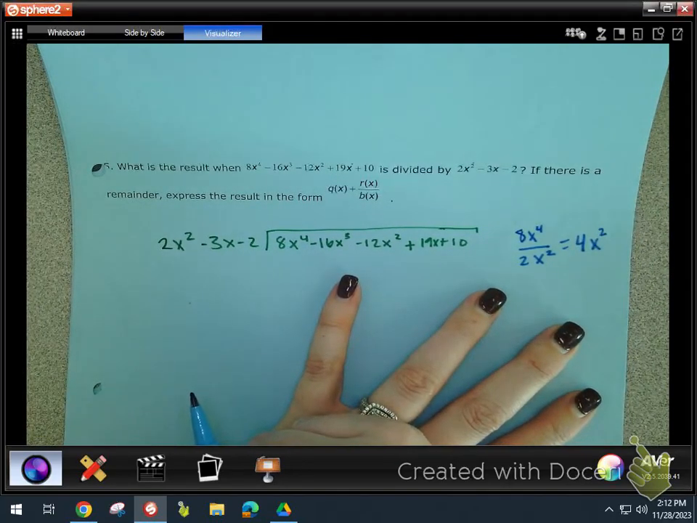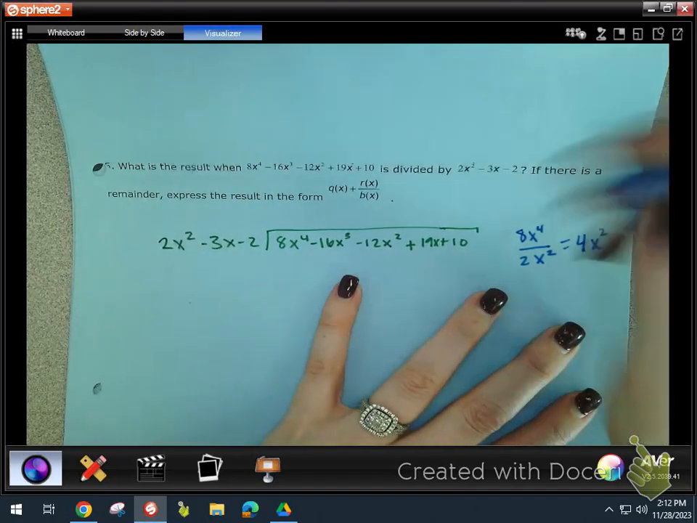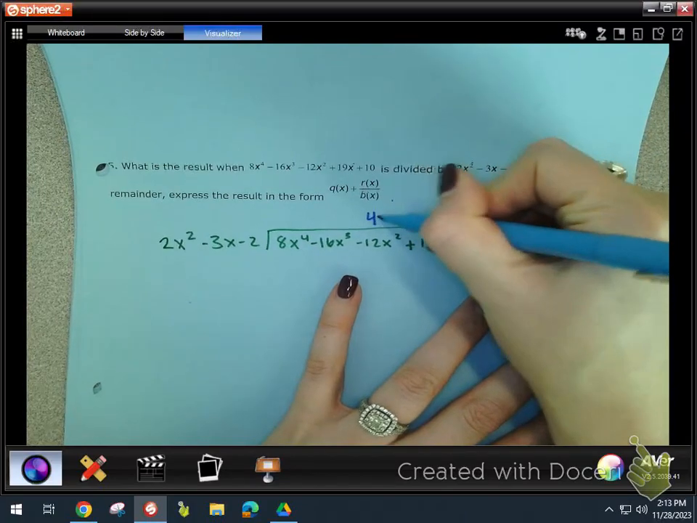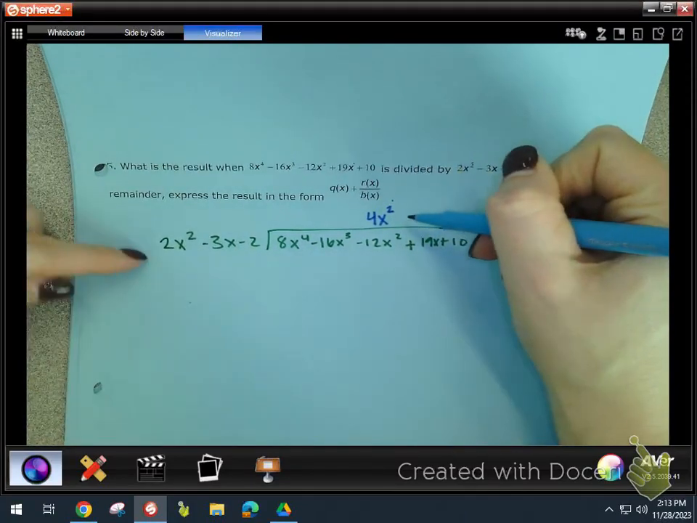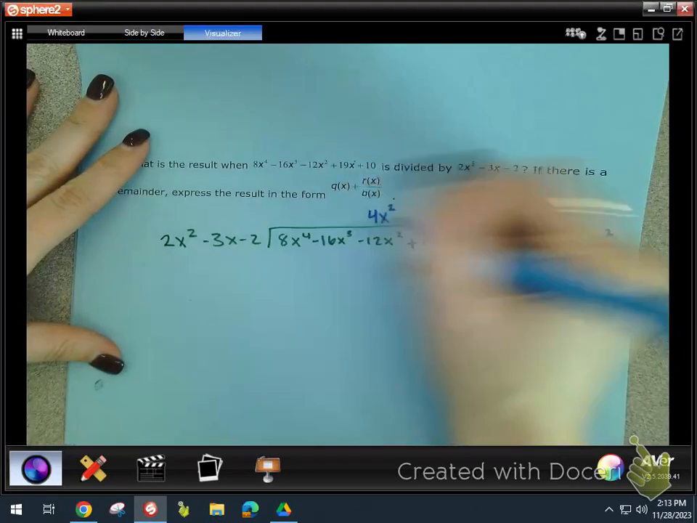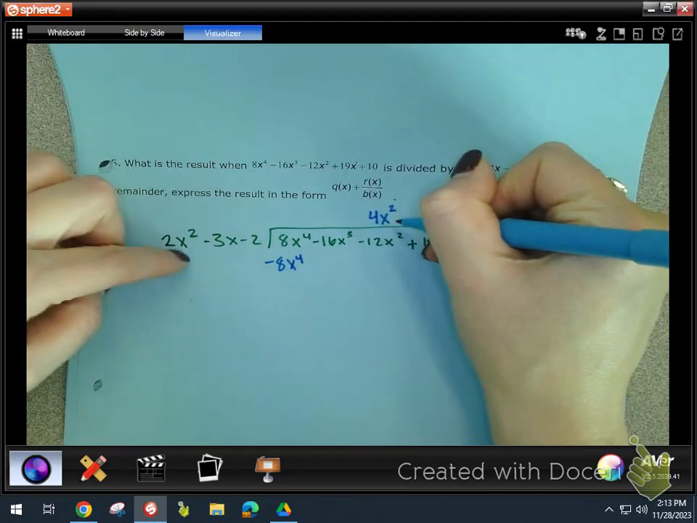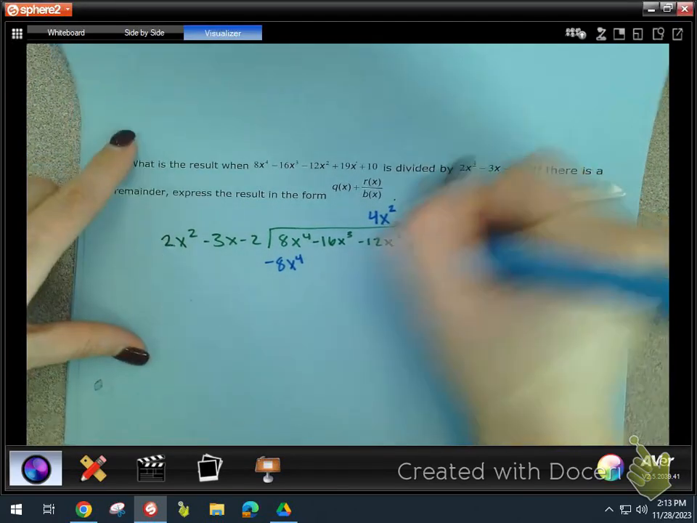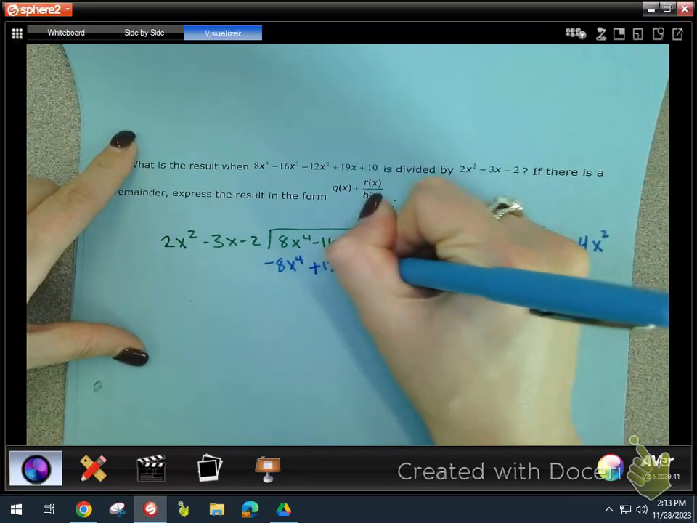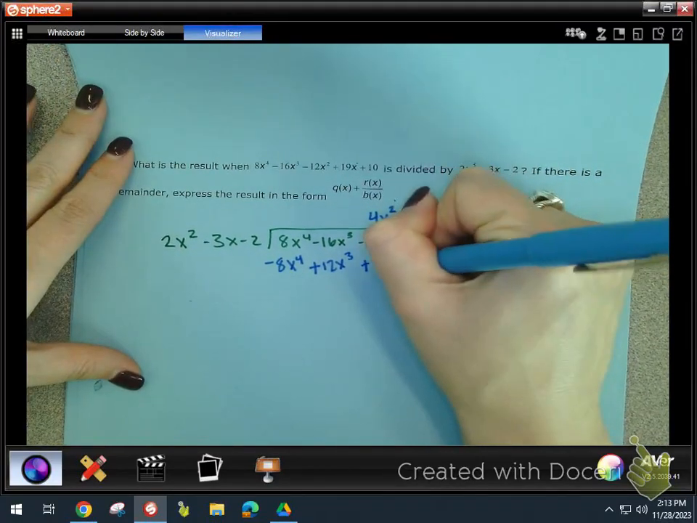What was the answer to 4? X minus 3. There was no remainder. So I get a 4x squared up here. Again, I'm going to multiply and flip the sign. So positive 8x to the 4th, right, negative 8x to the 4th. Negative 12x cubed, right, positive. Negative 8x squared, right, positive 8x squared.